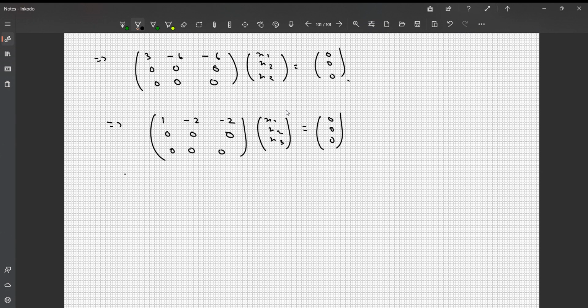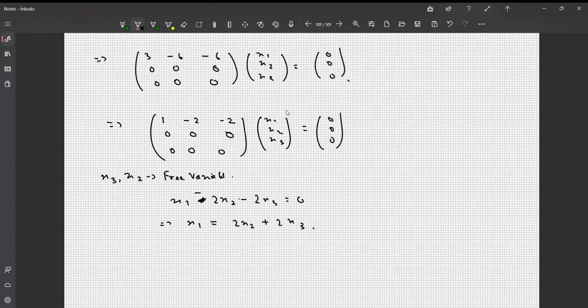So now notice that x2 and x3 both are free variables, right? x2 is a free variable and x3 is a free variable as well. And we had x1 − 2x2 − 2x3 equal to 0. So therefore we can write x1 as 2x2 plus 2x3, right?